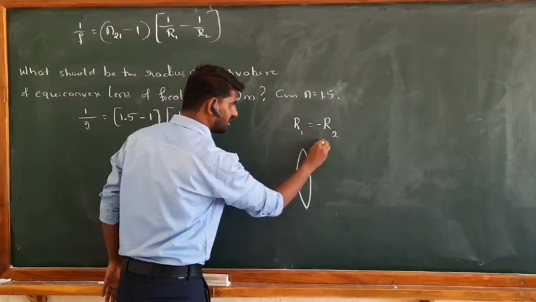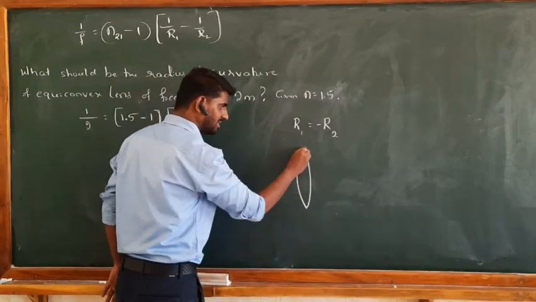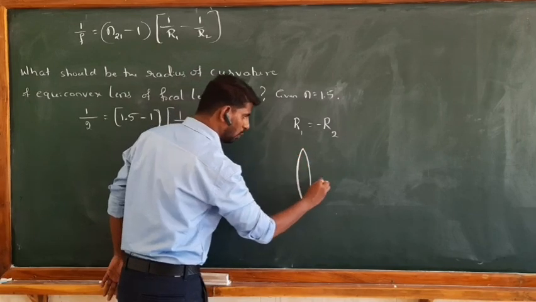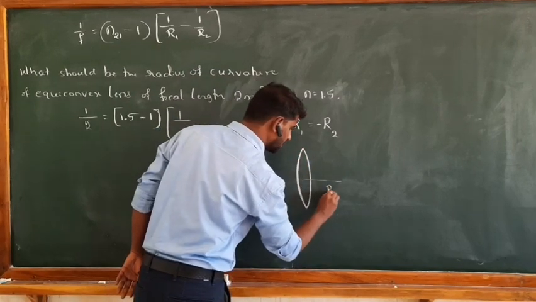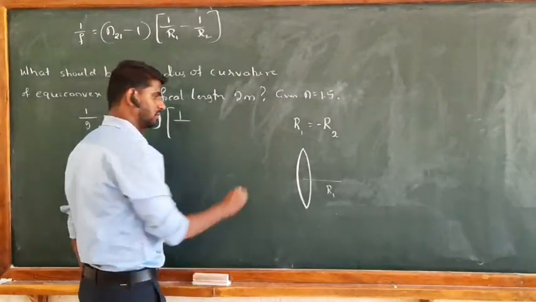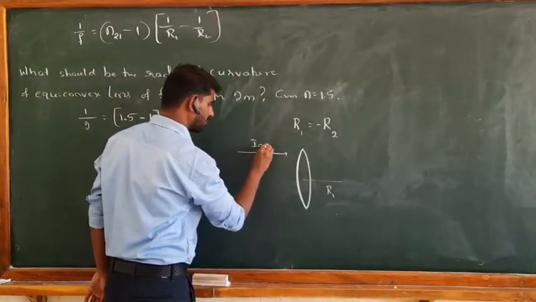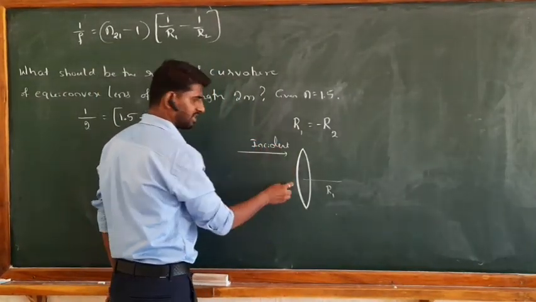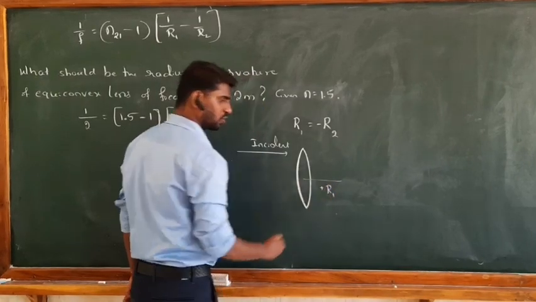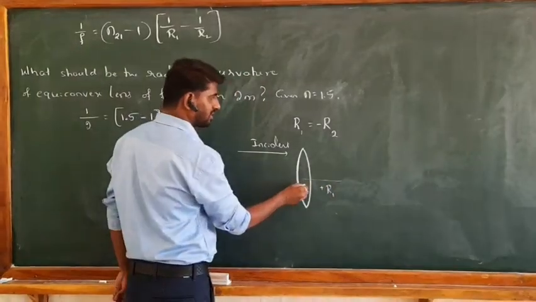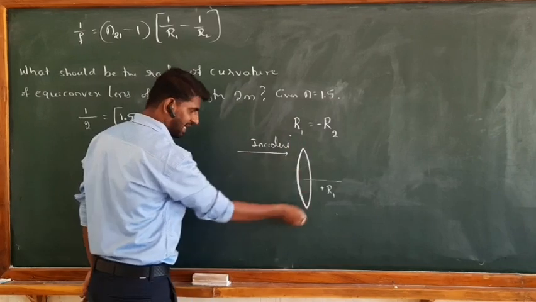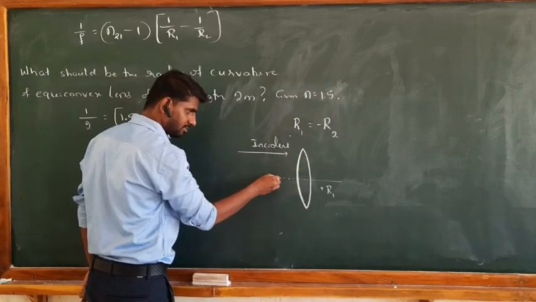And if I extend this one, there will be a sphere, and this is a part of a sphere whose radius of curvature is this one. I call this positive. If this is the incident ray direction, you should take this as a positive R1. And if you want to measure R2, the radius of curvature of the second surface, it is here.